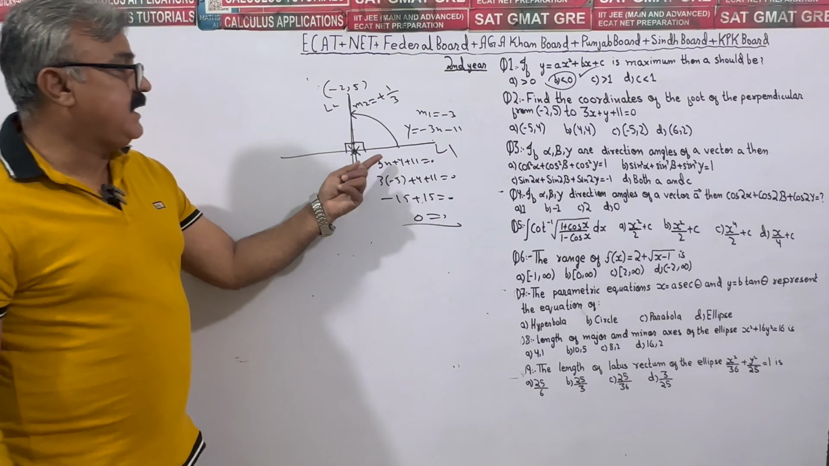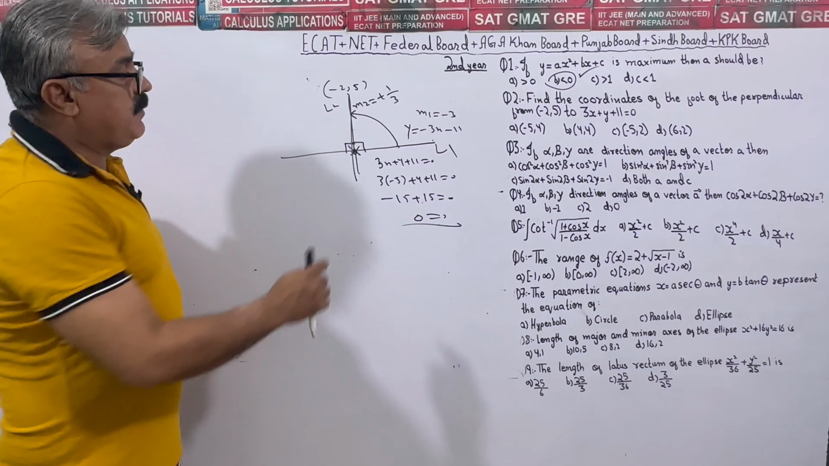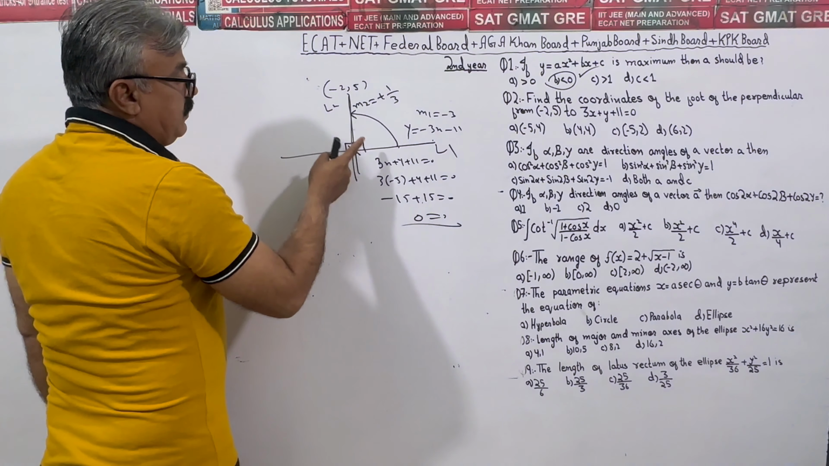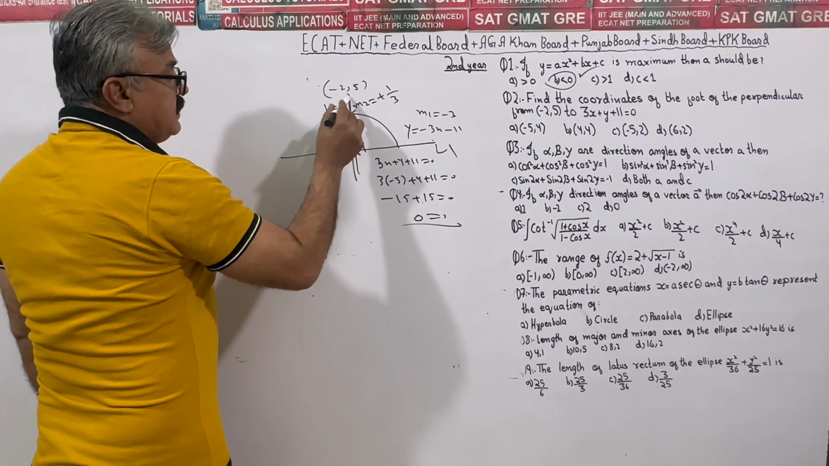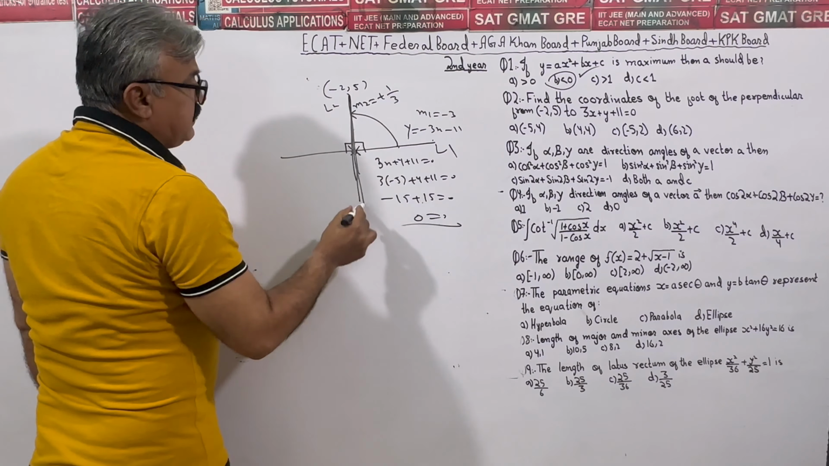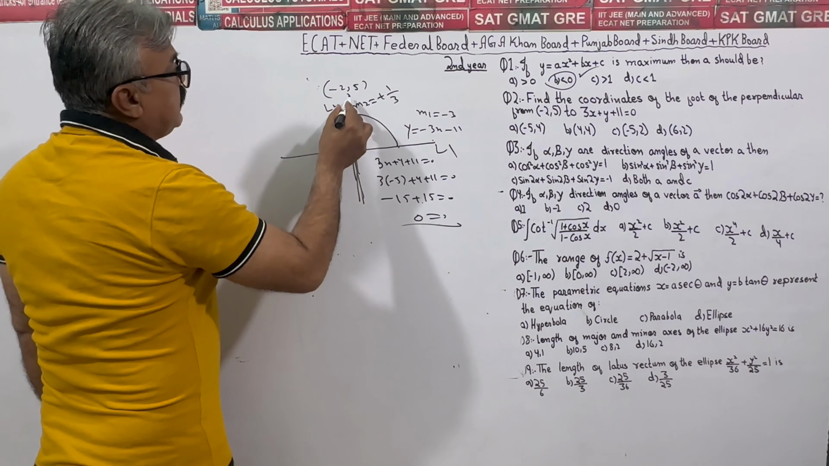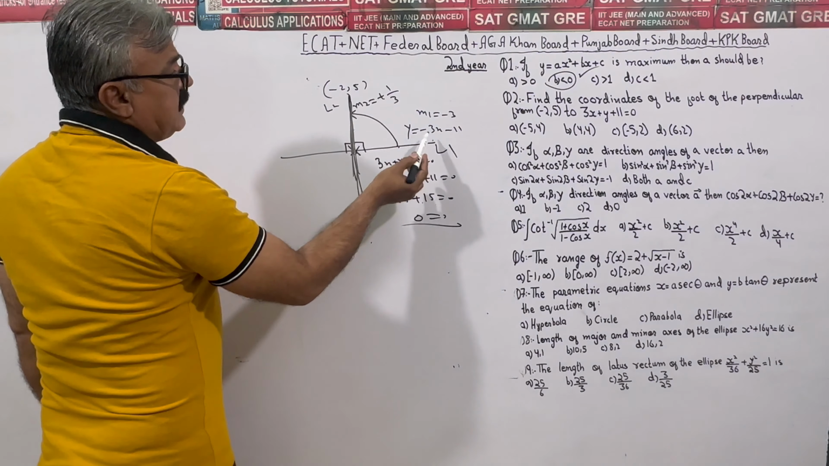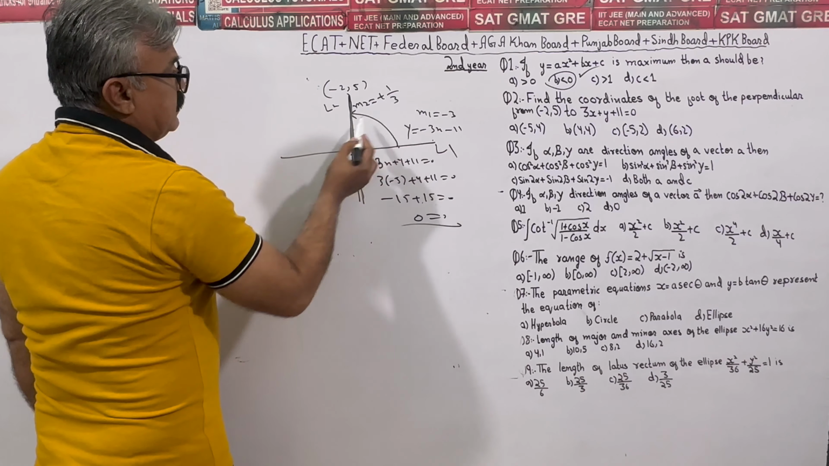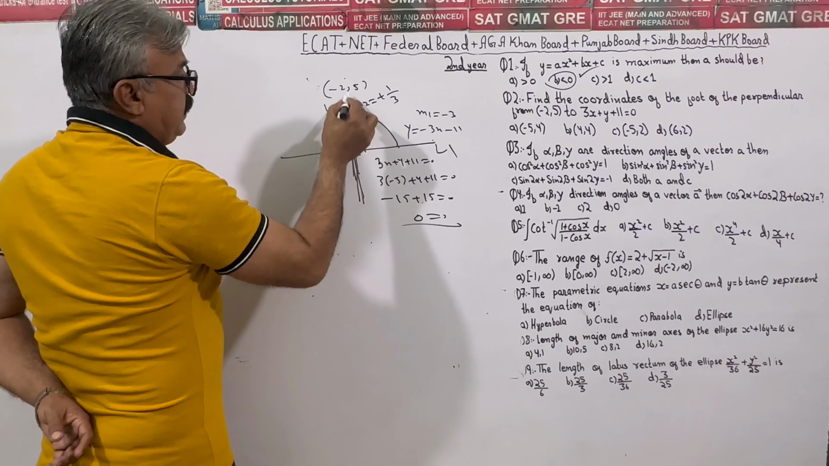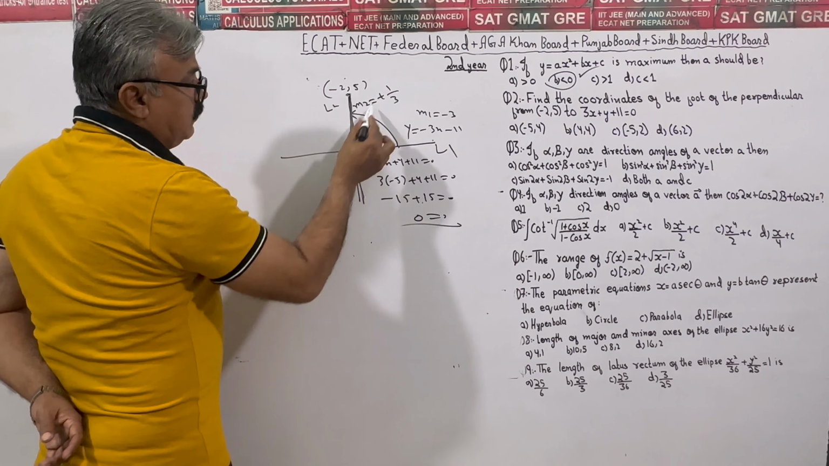The slope of the first line is minus 3 and they are perpendicular to each other, so we can easily manage the slope of the other line. That is the negative reciprocal of minus 3, that is positive 1 over 3. Now, this is the point and the slope.